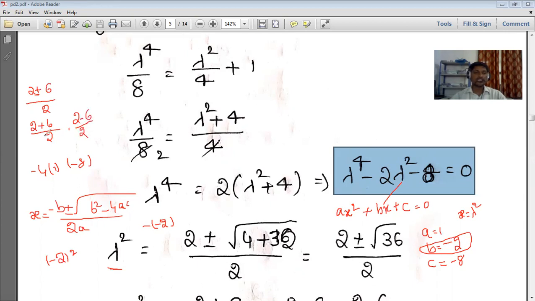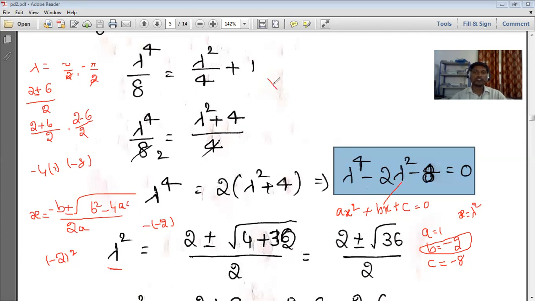So 2 plus 6 is 8, so we get 8 by 2, and the other one is 2 minus 6, which is minus 4, by 2. So here it is 2 fours and here it is 2 twos. So we got 4 and minus 2. But this total value is lambda square, and we require the values of lambda.